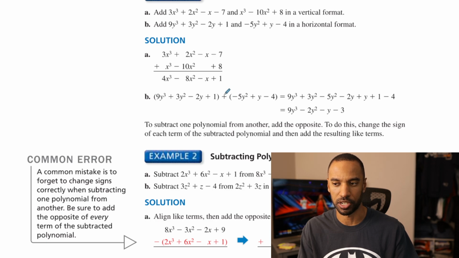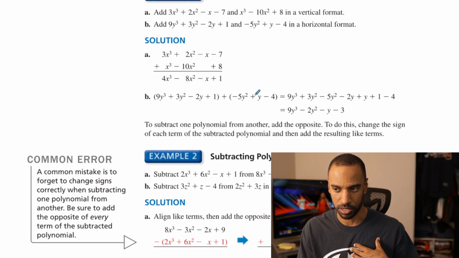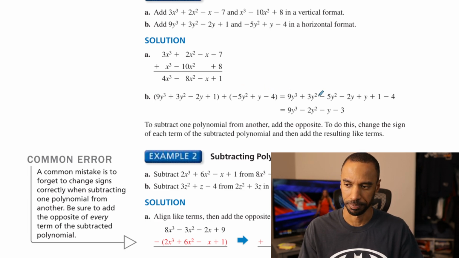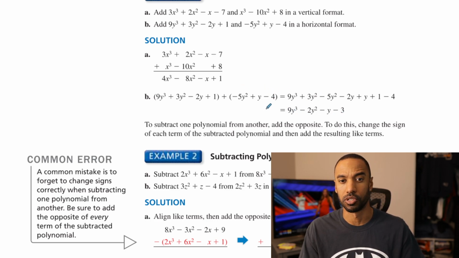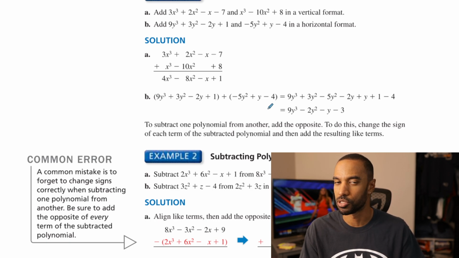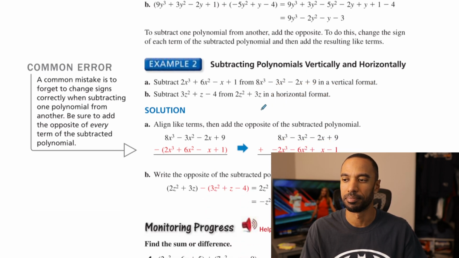Adding a positive is addition, adding a negative is subtraction. You combine like terms, you get the result. This is implied, by the way. They haven't mentioned it. Make sure your final result's in standard form. It might start there, but just make sure your final result's in standard form.